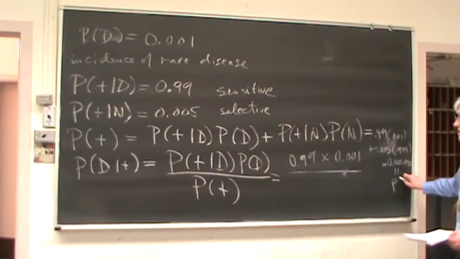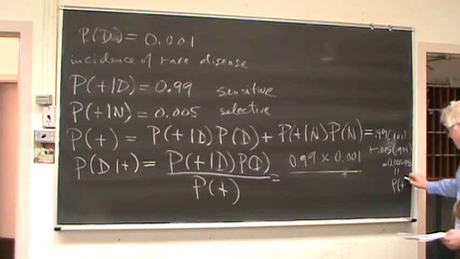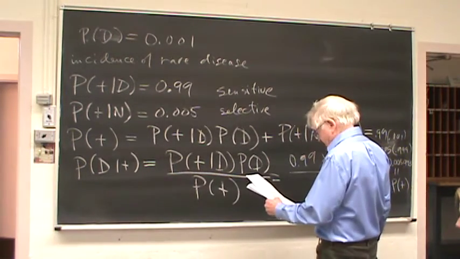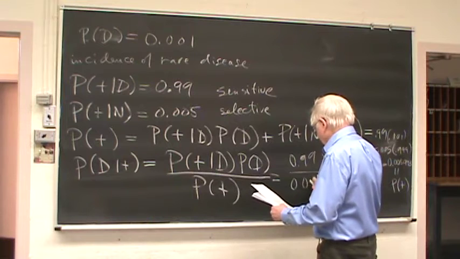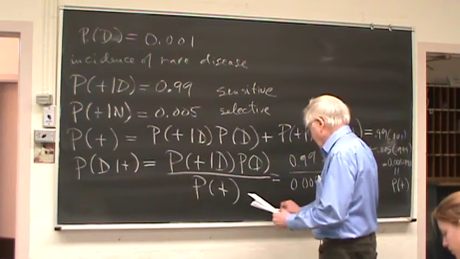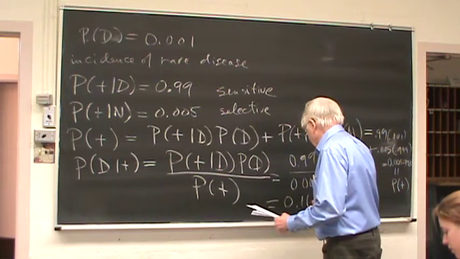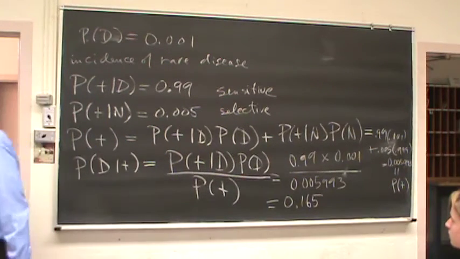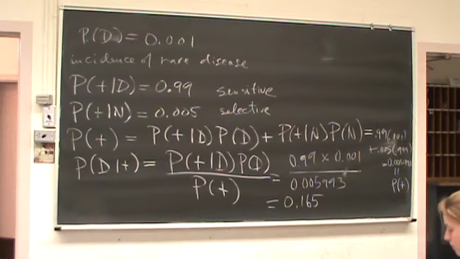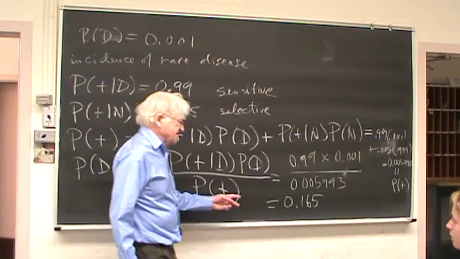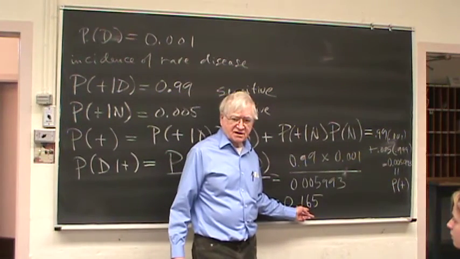Okay. So now what we do is we stick this number, which is the probability of a positive result from a random person, and we stick that there, 0.005993, and what we get is 0.165. So this is telling us then that the probability that the person is diseased or is a carrier, given a positive result, is only 16.5%.